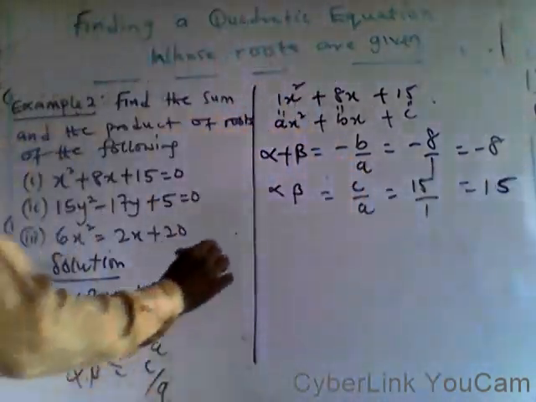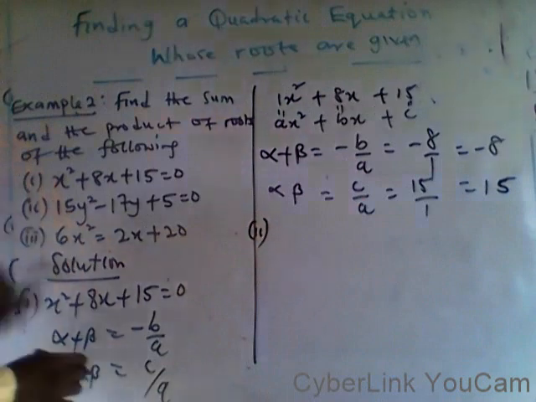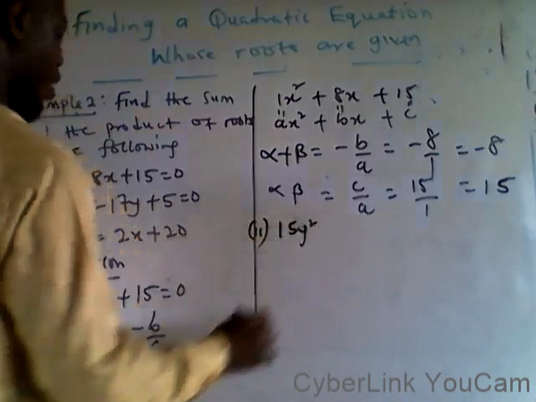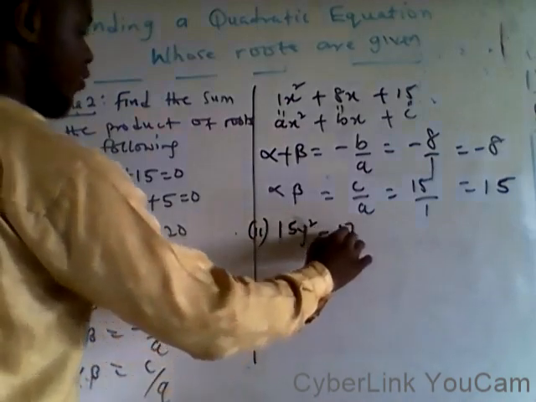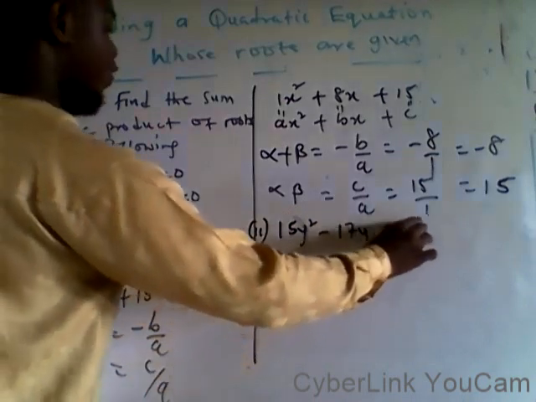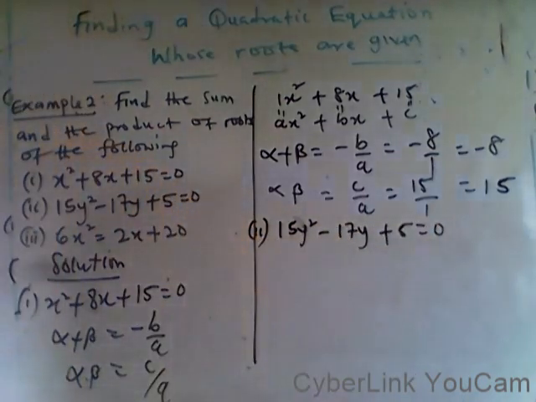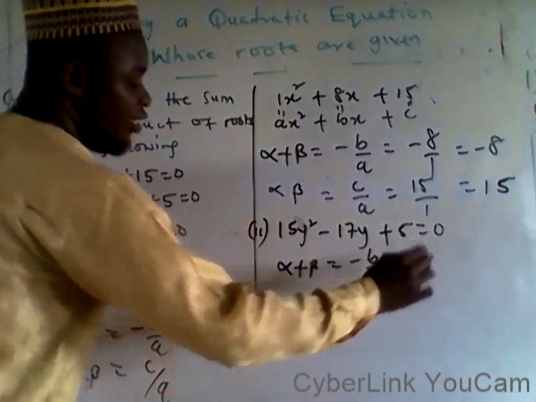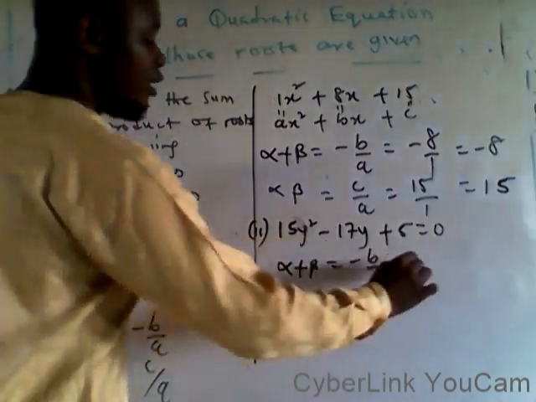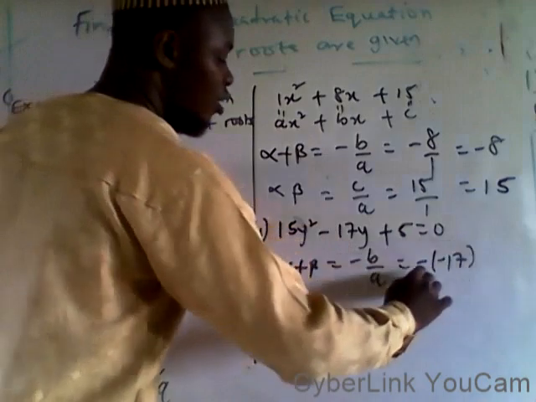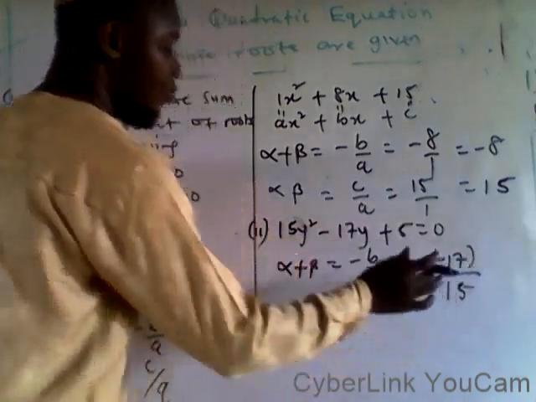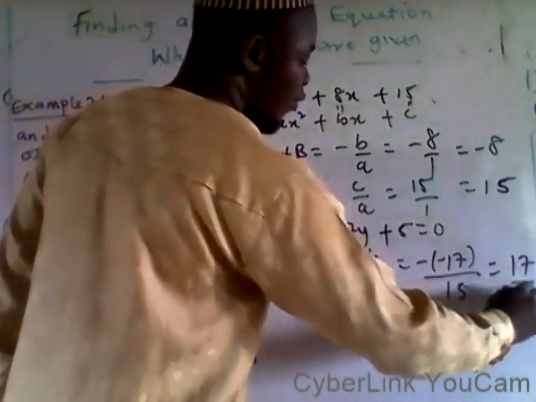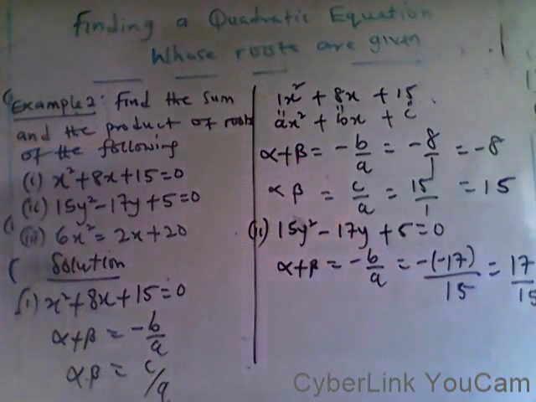Now for the second one, very quick, you have the equation to be 15y squared, right? Minus 17y, then plus 5 equals 0. So what is the sum of the roots here? Very simple now. Sum of the roots equals minus b over a. What is your minus b? Minus minus 17 over 15. Minus times minus is plus 17, then over 15. You are done.